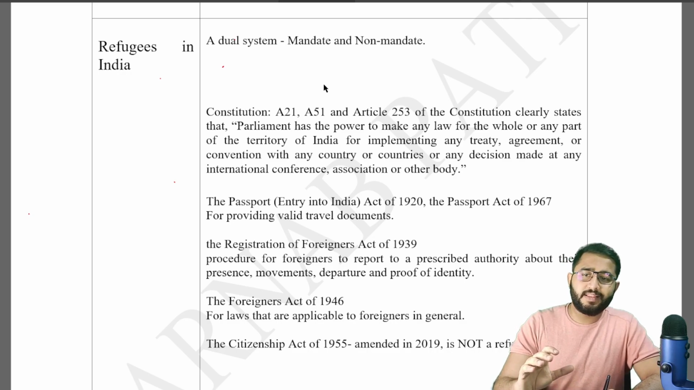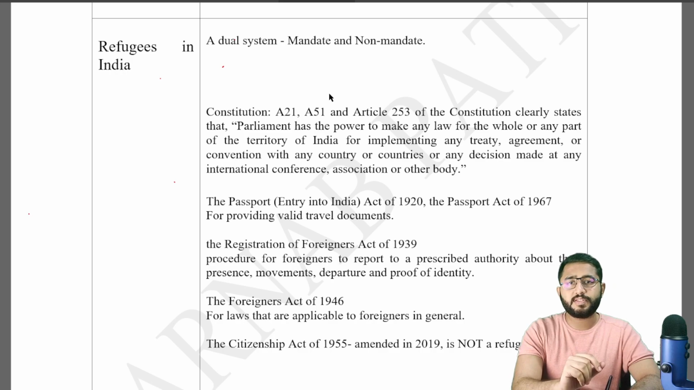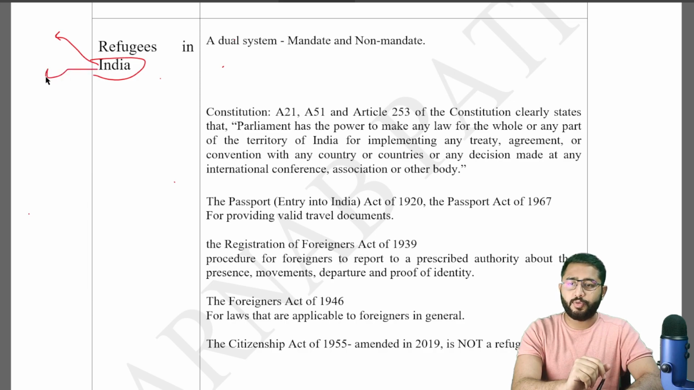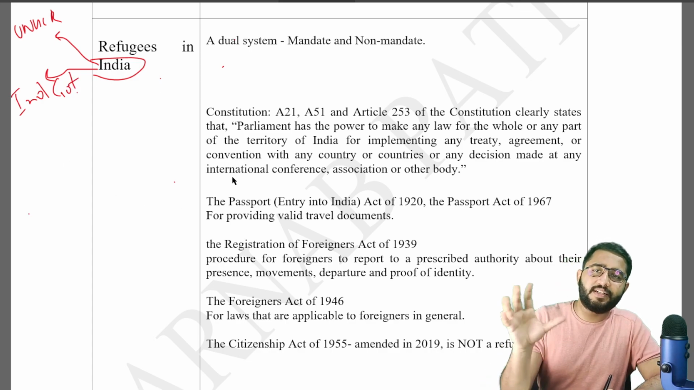Now, if you look at the system in India, it is going to be a dual system. Why is it a dual system? Well, in India, there are two bodies which are defining what is happening to a refugee. The first body is the UNHCR and the second body is the Indian government. Right?